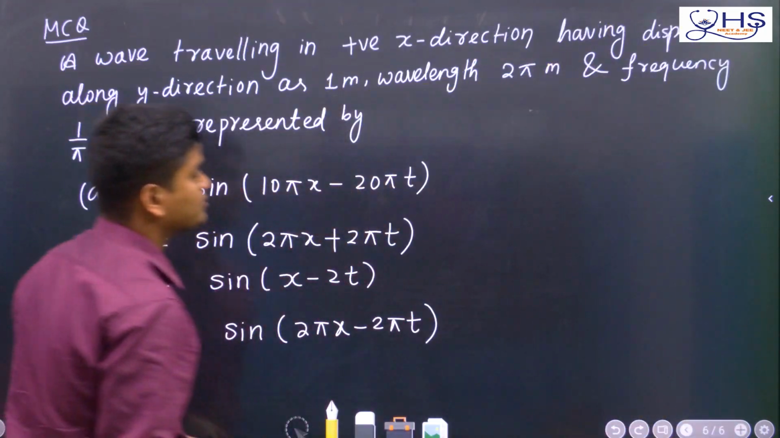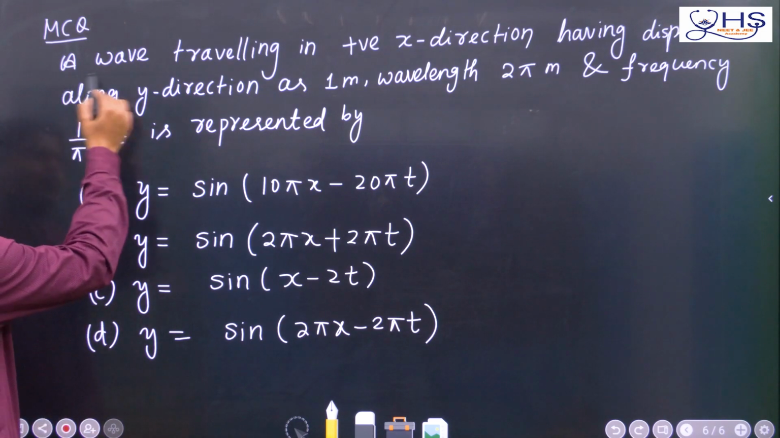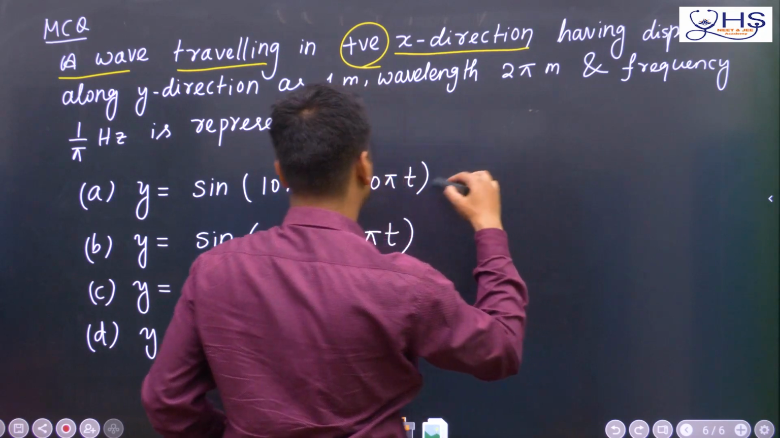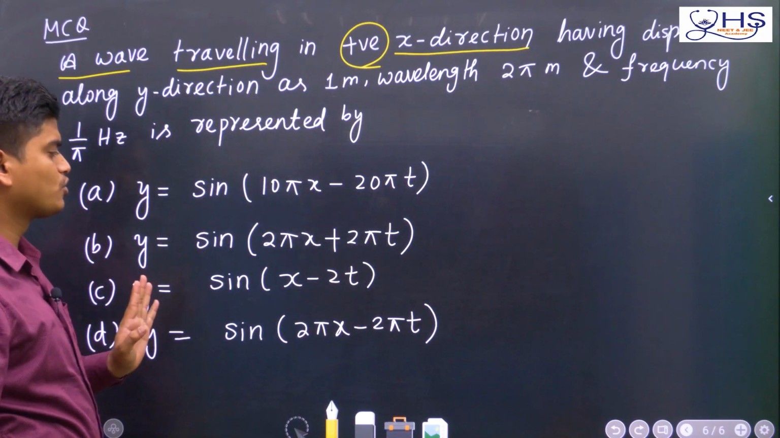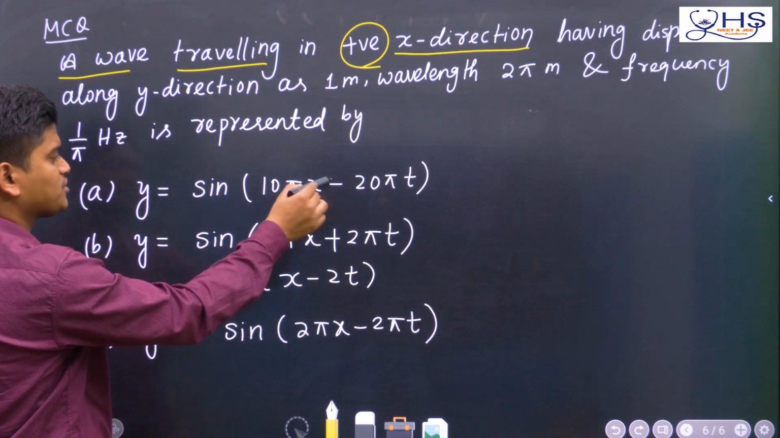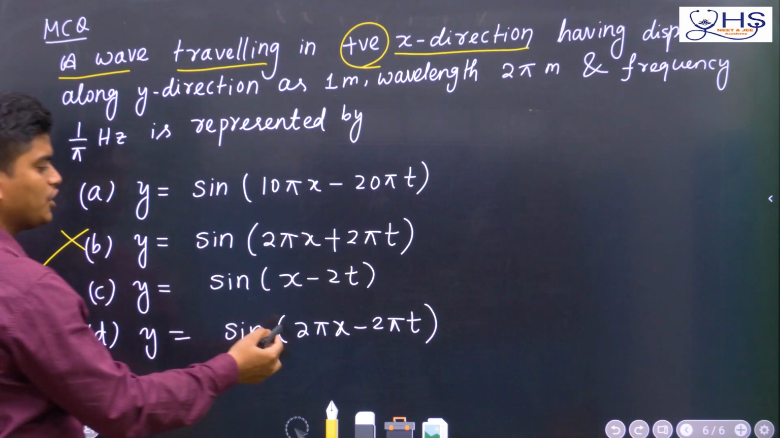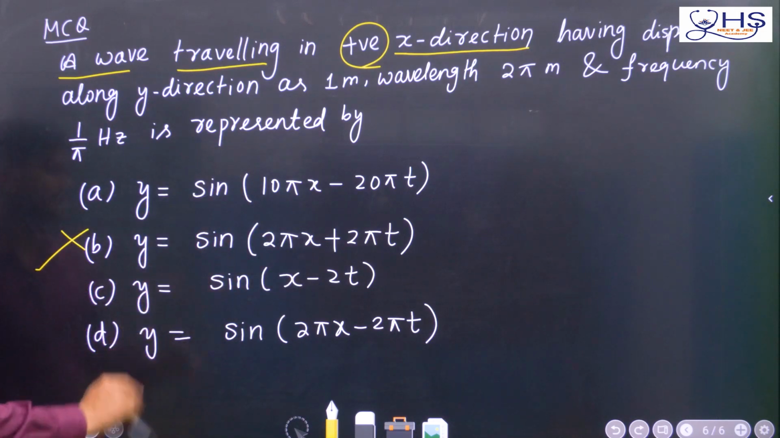Now come to the next question. You are told a wave is traveling in positive x direction. So positive x direction means definitely plus minus should come. Here also plus minus, but here plus plus. That means this option cannot be correct. Here plus minus, so these three options can be correct.